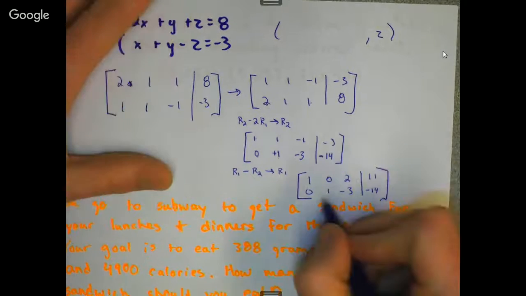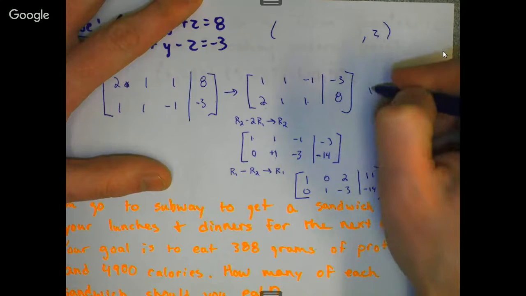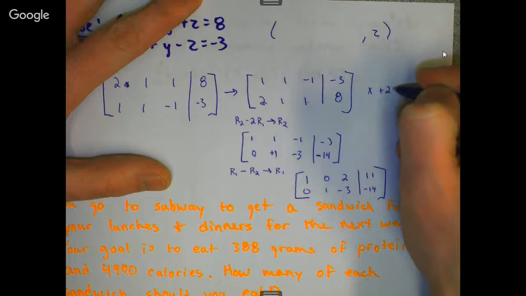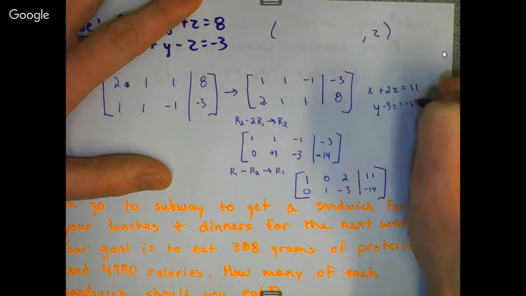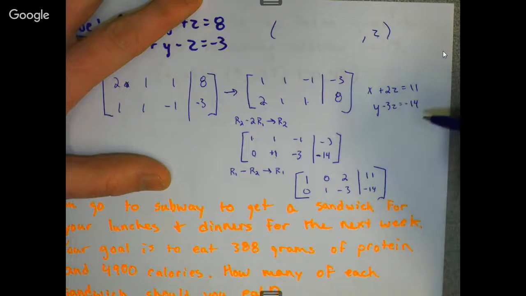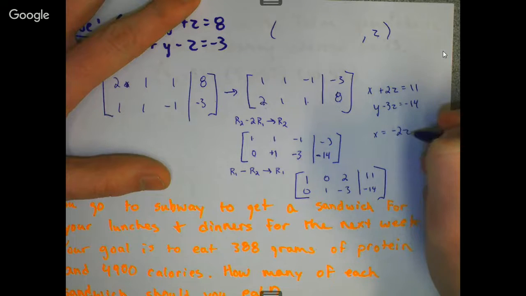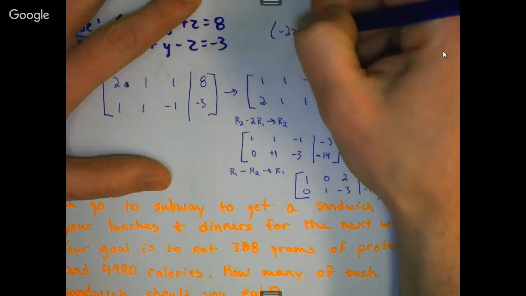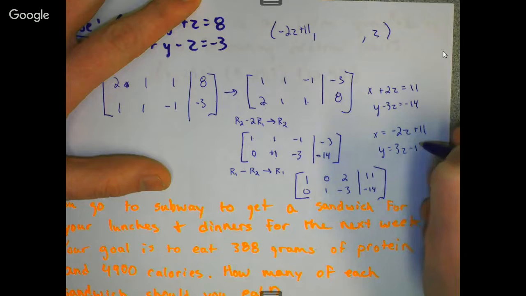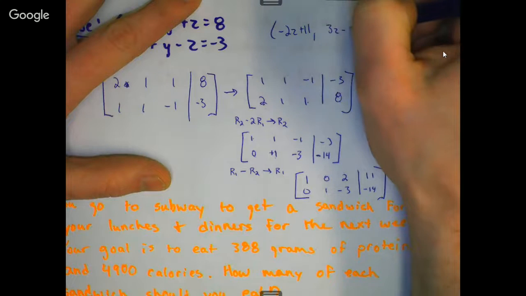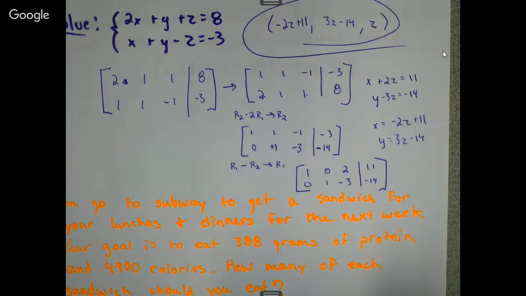Okay, so now I'm good. I'm in RREF. I know z is z, so I have x plus 2z equals 11, and y minus 3z equals -14. Okay, so I solve each one of these for x and for y. So x is going to be -2z plus 11, and y is going to be 3z minus 14. Okay, and there is your solution as an ordered triple, which is what we want.